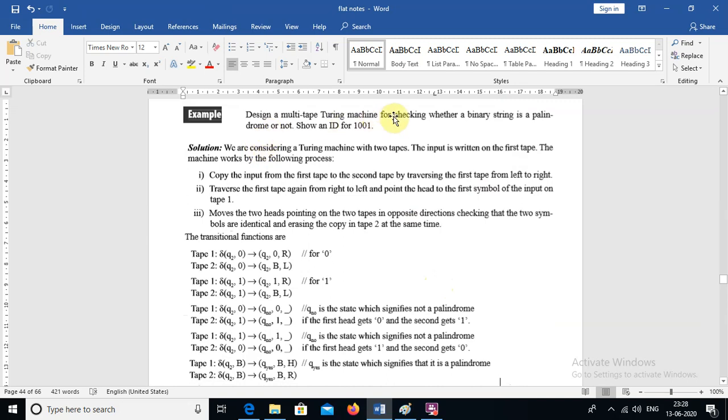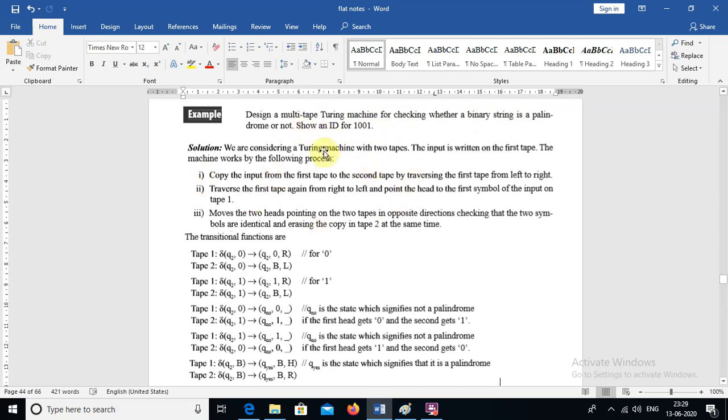Design a multi-tape Turing machine for checking whether a given binary string, consisting of 0 or 1, is a palindrome or not, and show an ID, instantaneous description, for 1001. Actually 1001 is a palindrome, and it is a binary string where only 0 and 1 exist. So the first task is to construct a multi-tape Turing machine for the binary string palindrome, and we check 1001 based on ID.